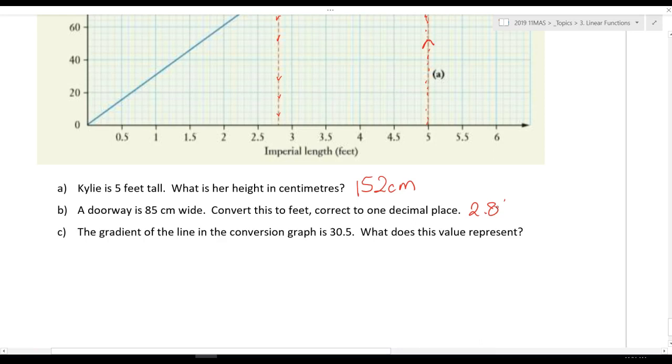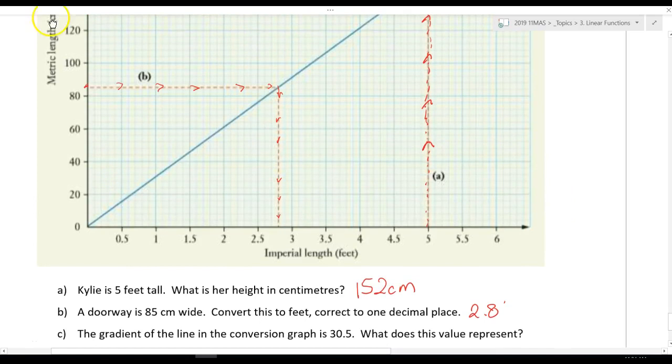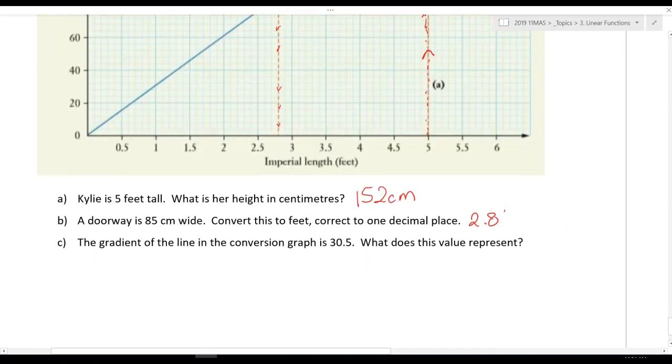The gradient of the line in the conversion graph is 30.5. What does this represent? When we are dealing with direct linear variation, in fact, whenever we're dealing with gradient, this word per is a good way to give your answer. So it's going to be centimeters per foot, because your gradient, remember, is your rise over run. So this is my rise. My graph rises 30 centimeters per foot.